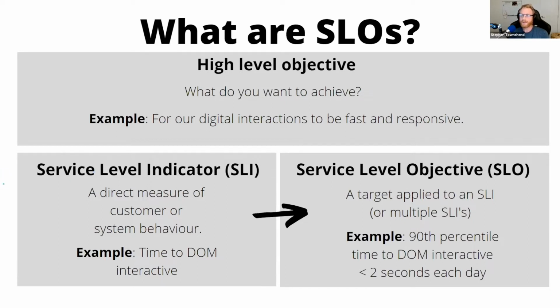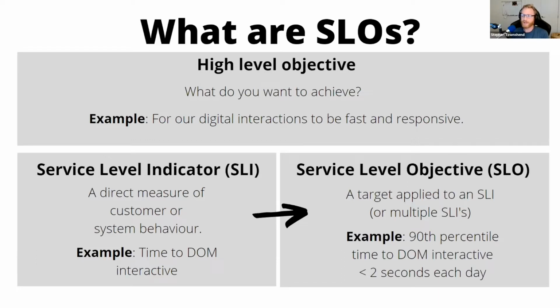So to know if we're heading in the right direction, we need some kind of measure or indicator. And I've given here the example of time to DOM interactive. And that's just a metric which tells us in the browser how long it takes between a customer clicking a button until they can proceed with the next thing. This is an indicator on whether or not our web page is fast and responsive, which ties in with our business objective. So we call these service level indicators, or SLIs.